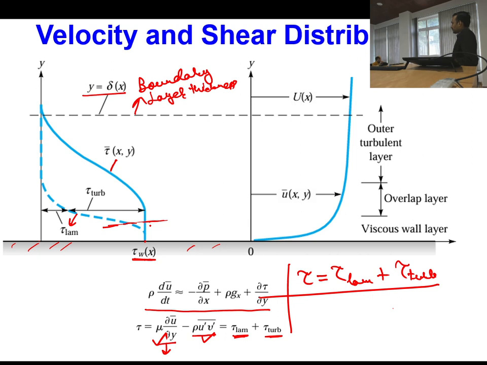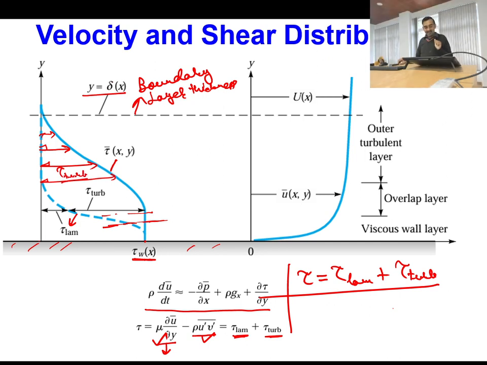Is this one clear? Then I have some intermediate region, particularly say up to this point, where I have laminar as well as turbulent components, both having almost equal contribution. Okay, similar contribution. Then I enter into the region which is significantly away from the wall, where the laminar contribution is almost zero, and this entire contribution is because of the turbulent stress. Is this one clear?